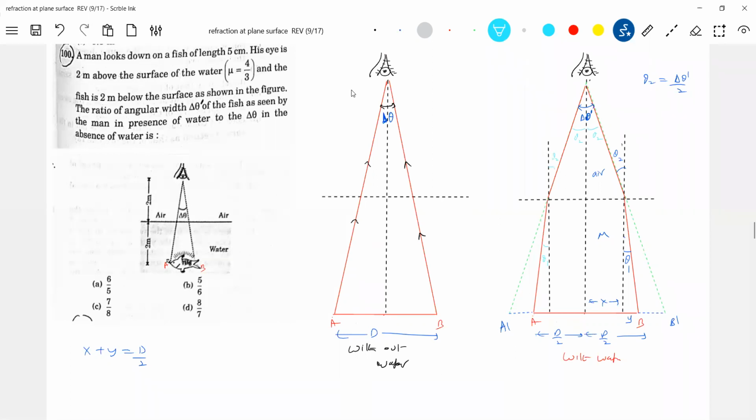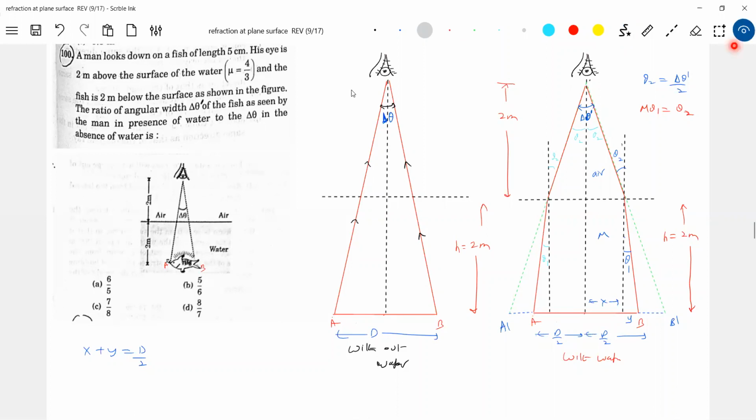Now we'll apply Snell's law. What does Snell's law say? Mu theta 1 equals theta 2. Okay, there's one more. What is x plus y? x plus y is d by 2. You can replace x and y. So here tan theta 1, shall we write this as y by h, this is 2 meter. Or if you want, you write h. That will be easy for us.